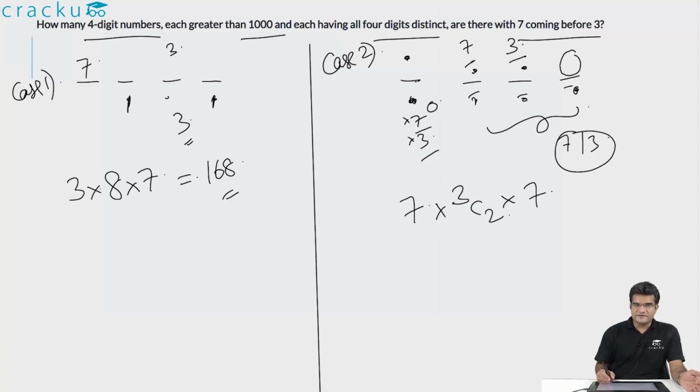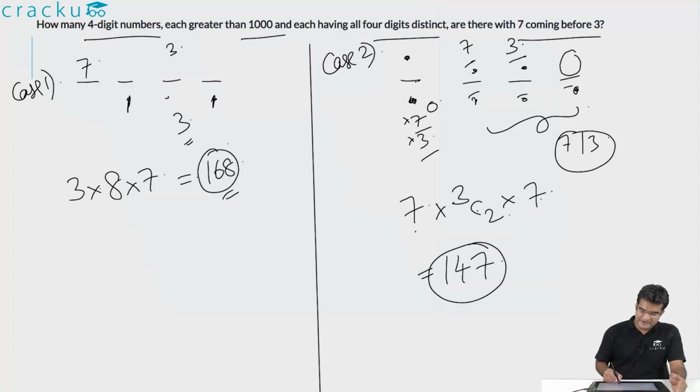So the total number of ways in which this can be done is 7 into 3 into 7. This is equal to 49 into 3, which is 147. Therefore, the total number of 4-digit numbers which satisfy this condition is 168 plus 147, which is equal to 315.